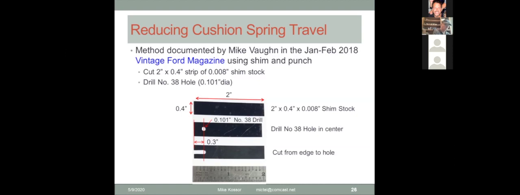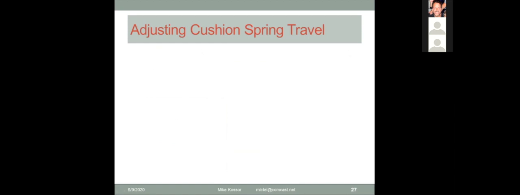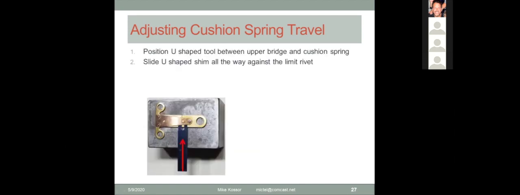Then in step 2, take a number 38 drill, or 0.101 diameter, and drill a hole about 3/10 of an inch from the edge, as you see here. Then take a pair of metal shears and cut in from the edge to make a big U shape out of it. Now you can use the shim on a little anvil. You place the shim between the cushion spring and the upper bridge, as I'm showing here, and then you insert it all the way up until the circle of the drill hole is right on the rivet.